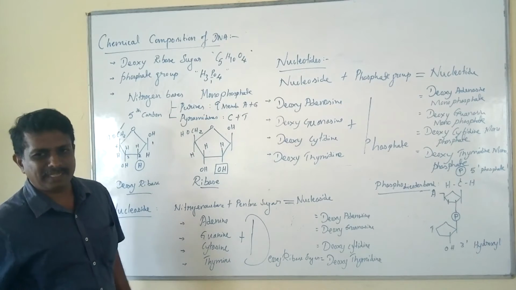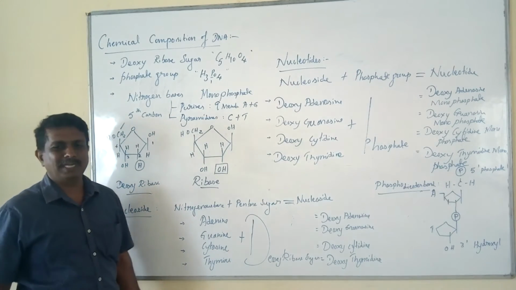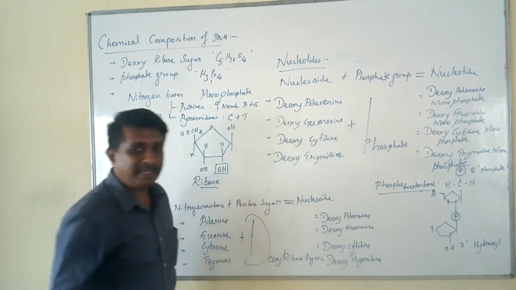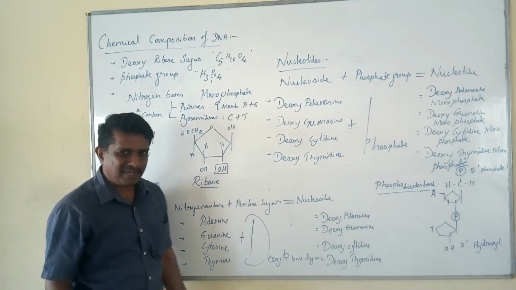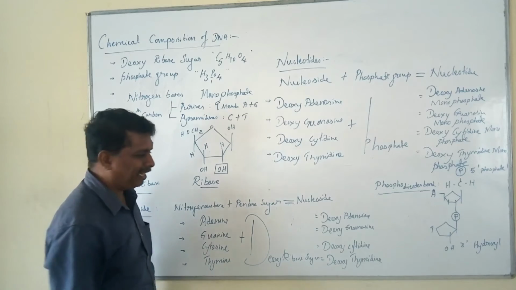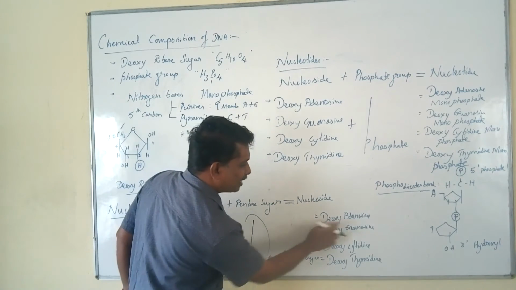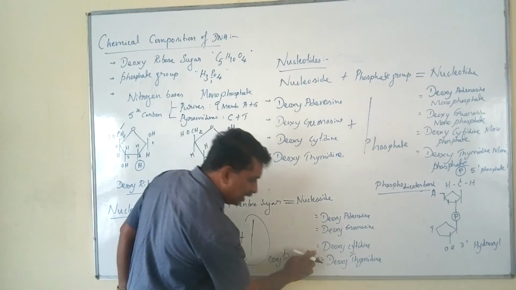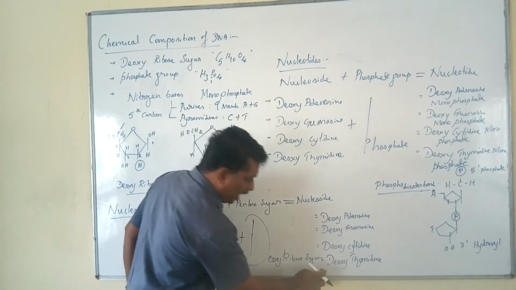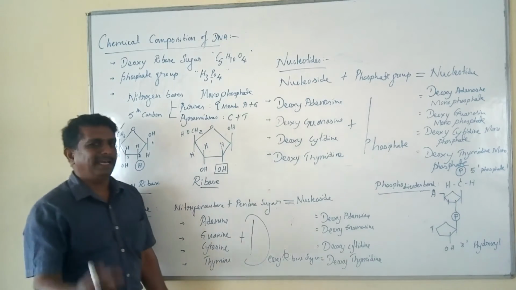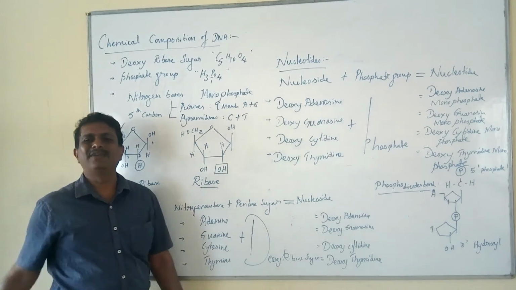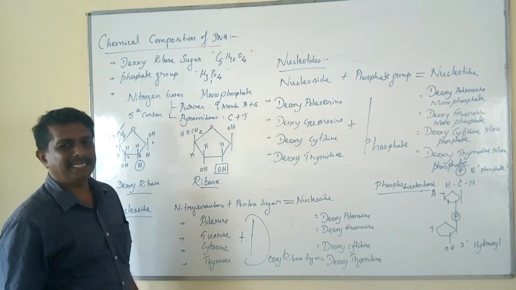Thymine combines with the deoxyribose sugar, leading to the formation of deoxythymidine. The four important nucleoside derivatives found in the DNA are namely deoxyadenosine, deoxyguanosine, deoxycytidine and deoxythymidine.